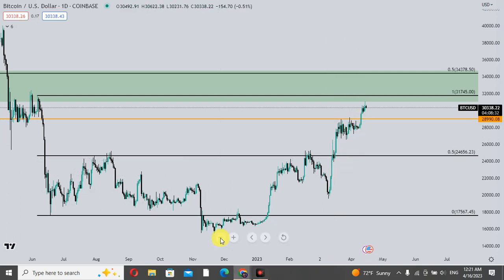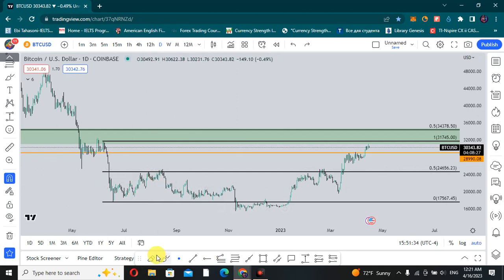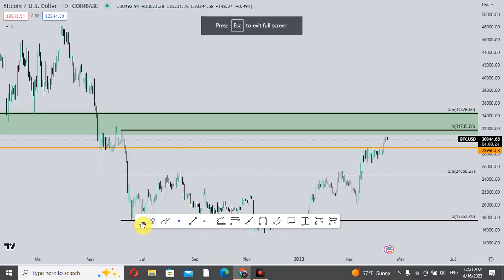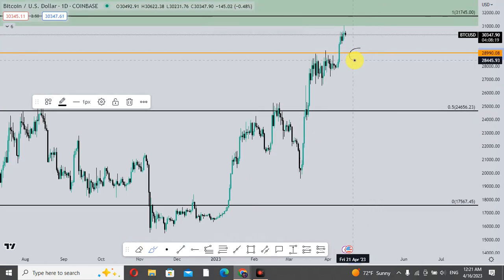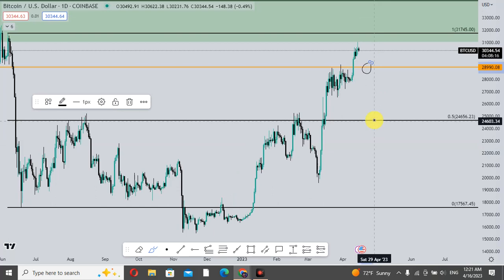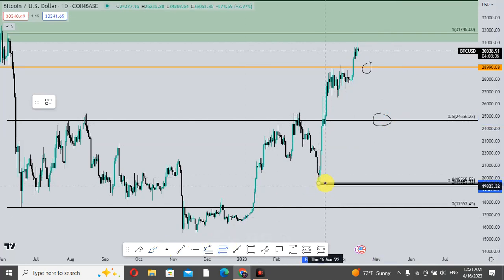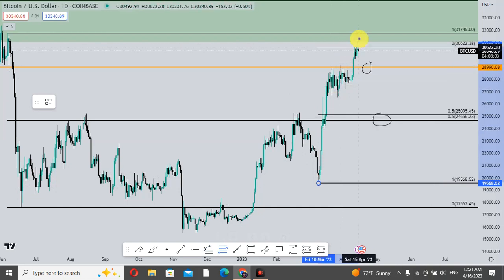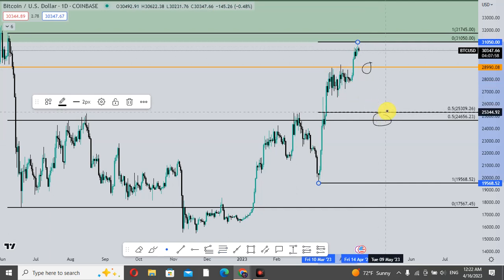So to conclude, you can see that here we have these levels. This will be the first level of support for Bitcoin in coming days. This will be the second that I will be looking at. And overall, Bitcoin is within this up move leg. So this is the high, and it can easily do a correction towards the 50% of this up move leg.